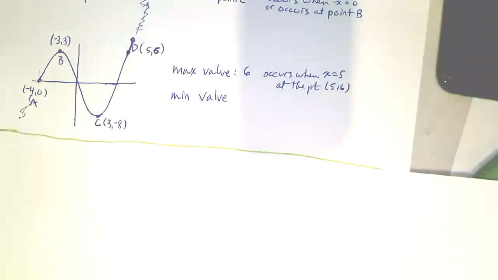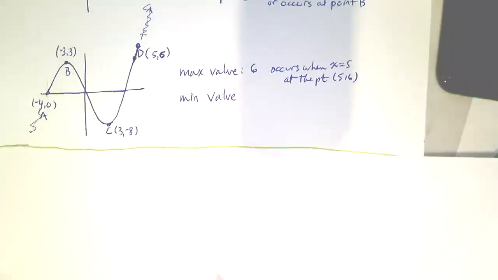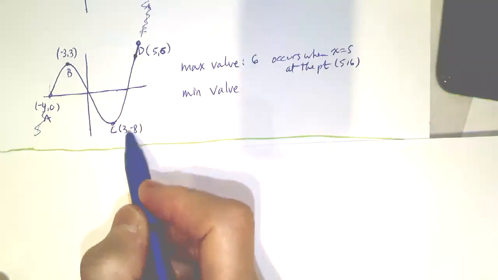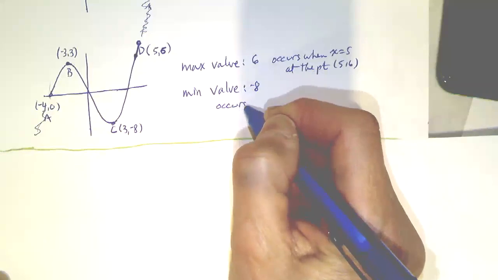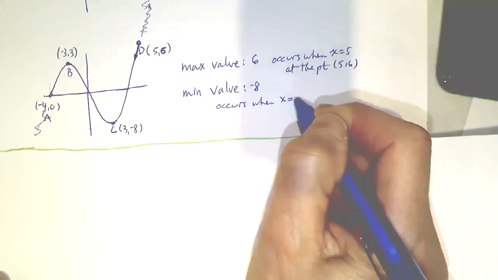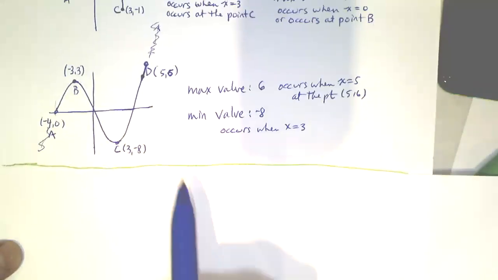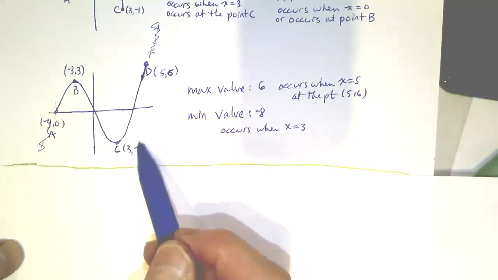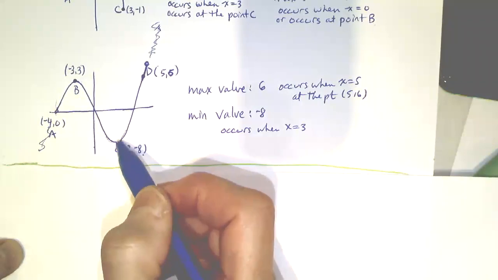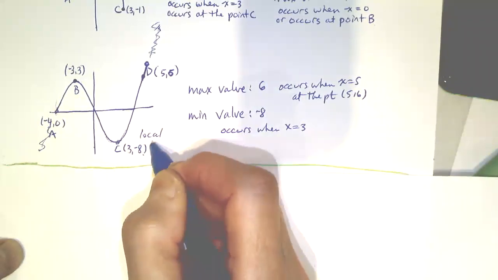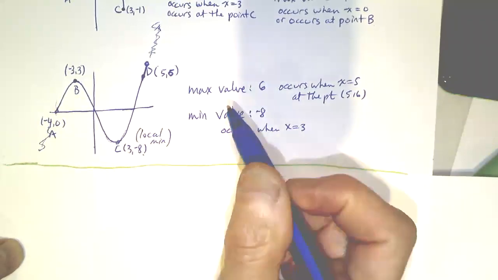The minimum, that is the lowest value on this function, is occurring at point C. The minimum value, -8, occurs when x equals 3. But this is language. This is called the absolute minimum. But this point can also be called a local minimum. So don't confuse the two.